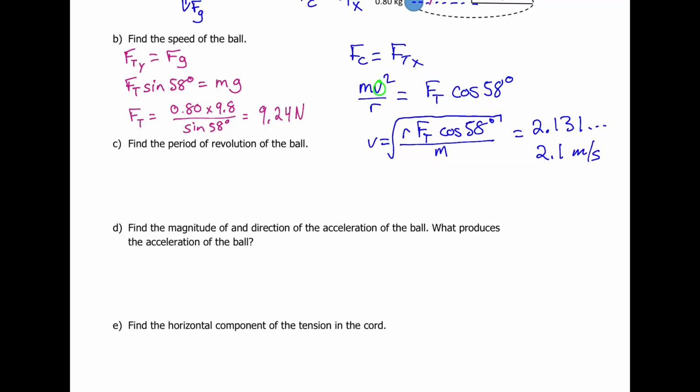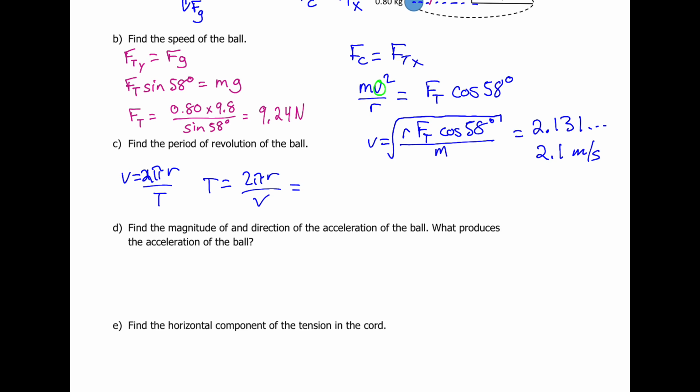How much time for one revolution? All the way around once. How much time did it take? Like how long did we take solving it? Fair. The period of revolution, so we're looking for t. The formula with t is v equals 2 pi r over t. So t is equal to 2 pi r over v, and we can solve that.